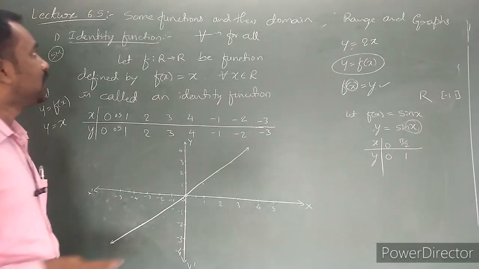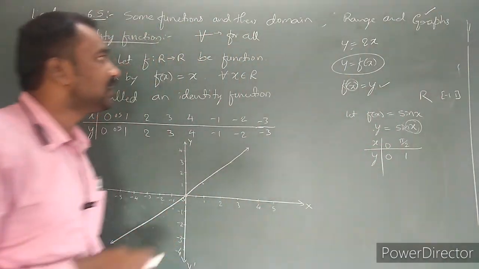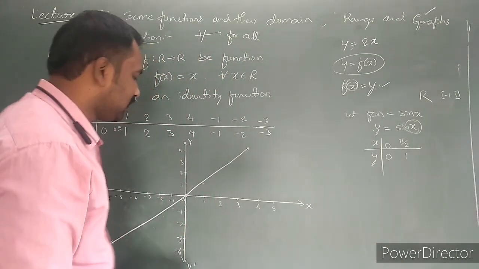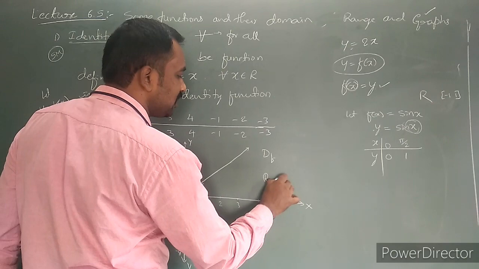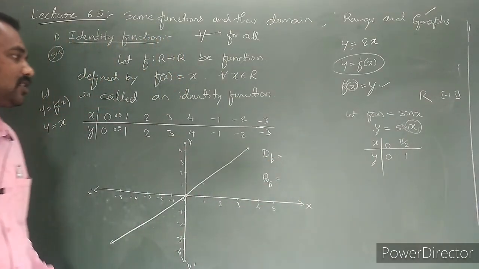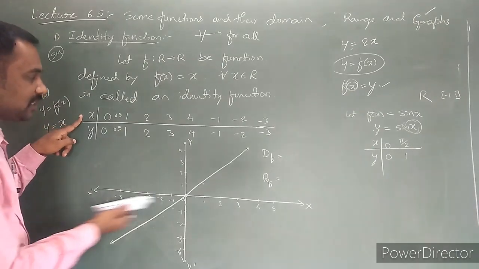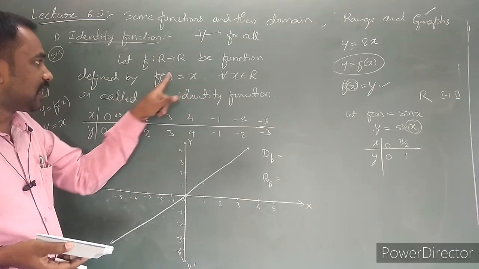So the function definition is over, and the graph is over. Now we are required to write the domain and the range. What is the domain? Here I am just going to write the domain of the function and the range of the function directly. What is the domain of the function? Domain is x values, because f of x is equal to x.